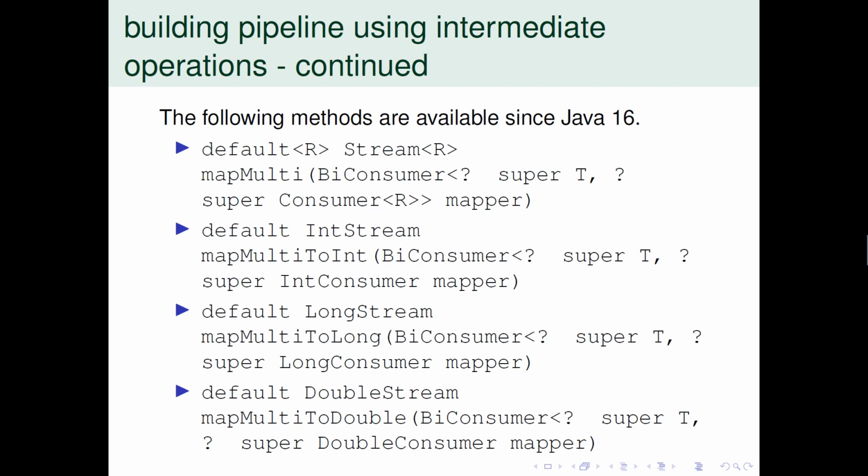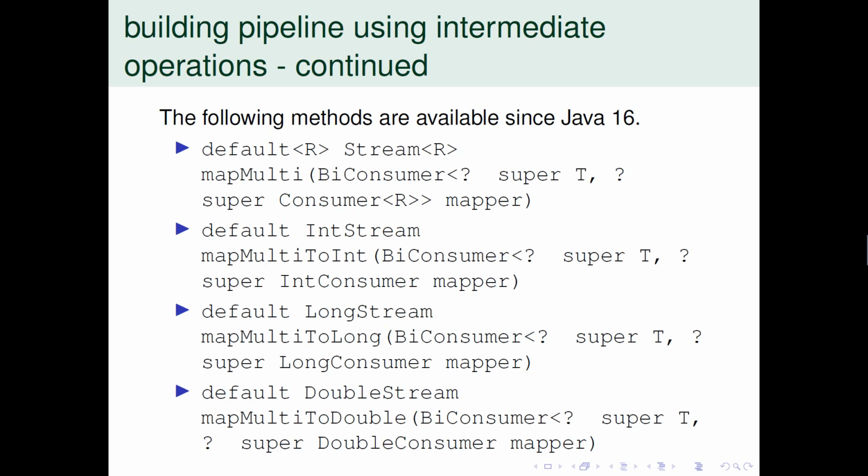There are some more methods which are available from Java 16. This is a method called mapMulti. This is also generating, for one element, multiple elements. These were not originally there in Java 8, and therefore they are there as default methods. So given a stream of T, your elements are of type T, and you are returning a stream of R, some type R.